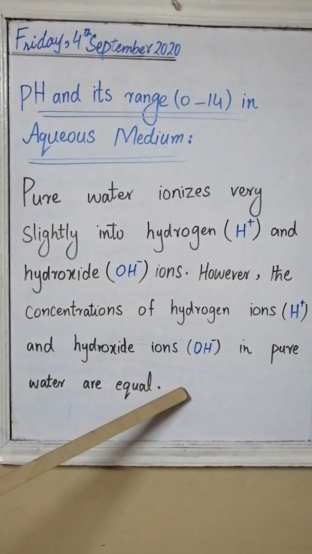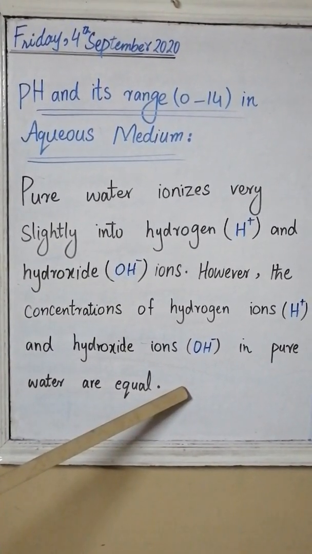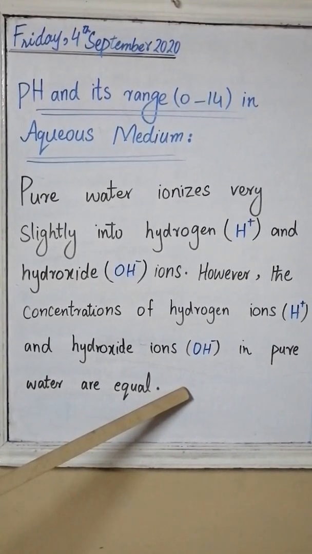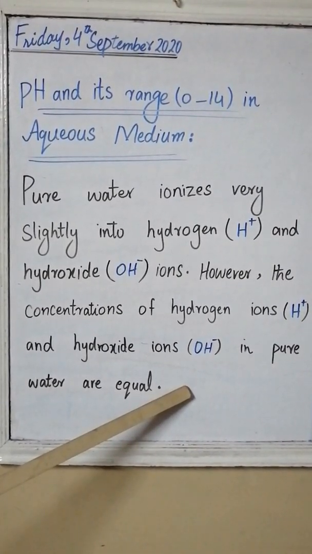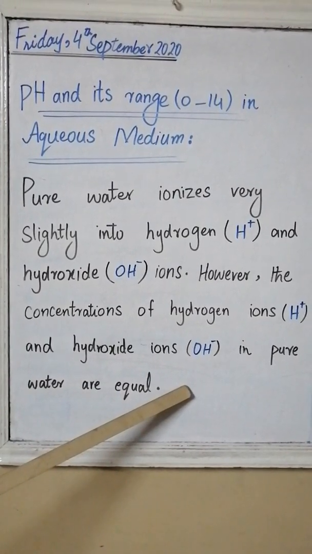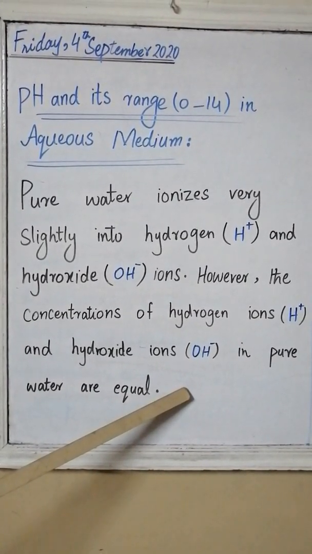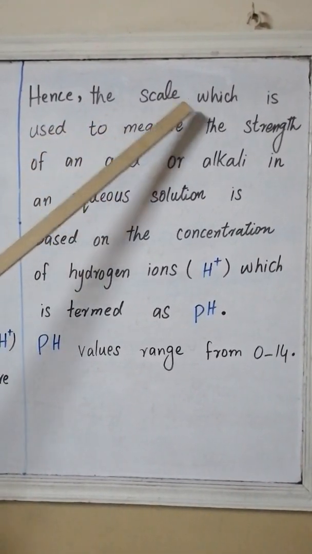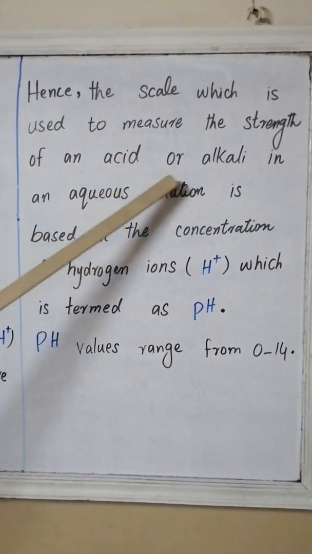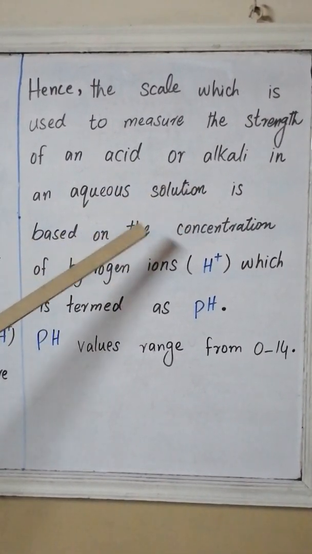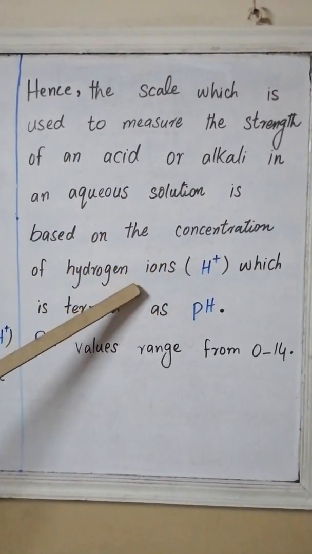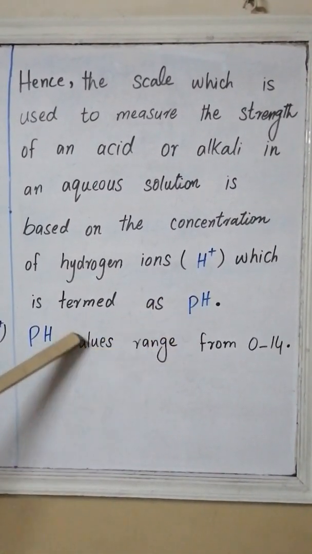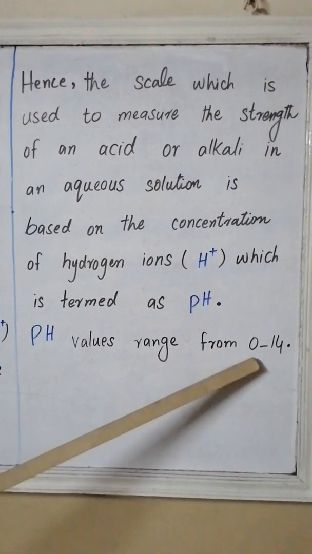The greater the concentration of hydrogen ions in a solution, the stronger the acid it is. Lesser the concentration of hydrogen ion as compared to hydroxide ion in a solution, the stronger the alkali it is. Hence, the scale which is used to measure the strength of an acid or alkali in an aqueous solution is based on the concentration of hydrogen ions, which is termed as pH. pH value ranges from 0 to 14.